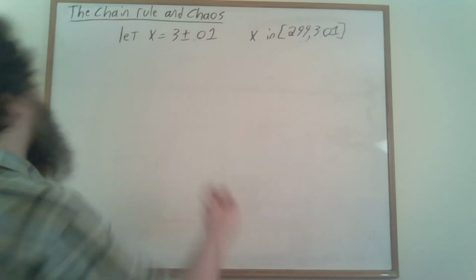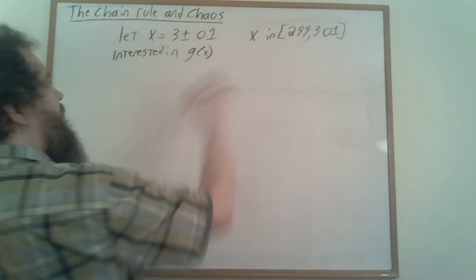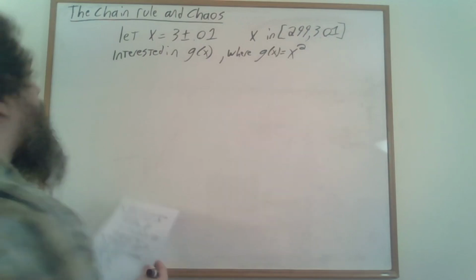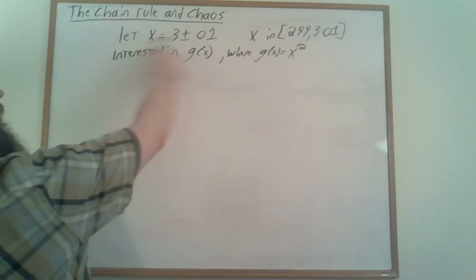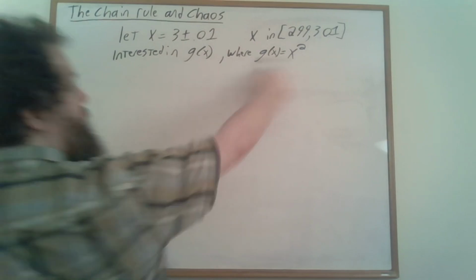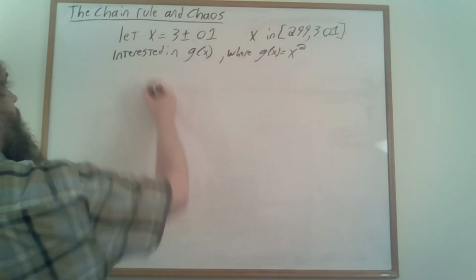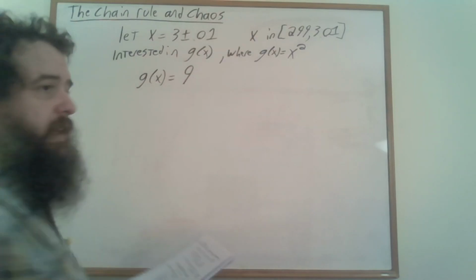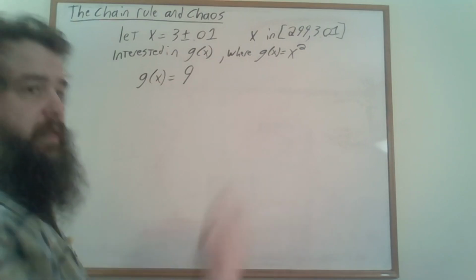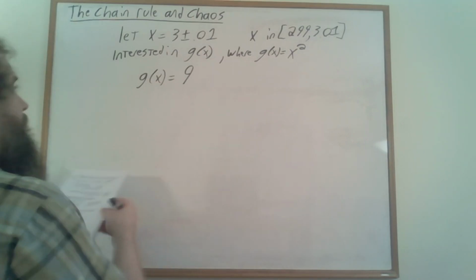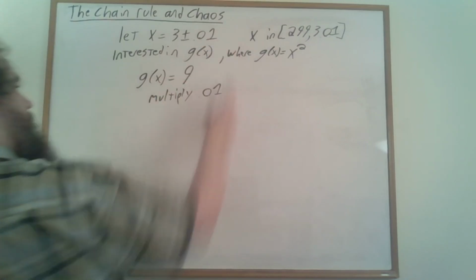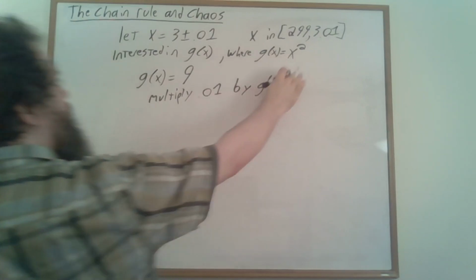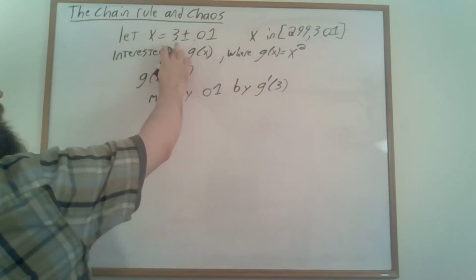And suppose that we're interested in calculating g of x, where g is the squaring function. So the first thing that we do is we take our base point, right? x is approximately equal to 3, and we plug it into our function. We square it. This will be our base point, and then we have to calculate our level of uncertainty. And the way that we can do that, as I showed in the previous video, is by multiplying our uncertainty from up here by the derivative of our function at our base point, at 3.